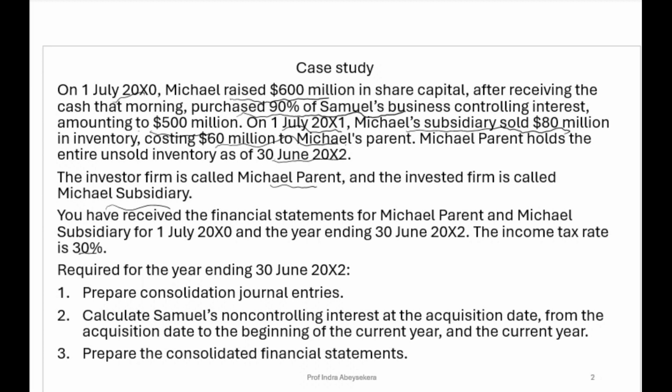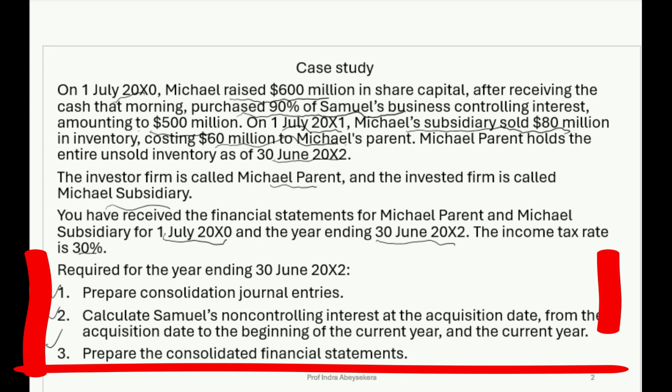We have received the financial statements for Michael parent and Michael subsidiary on 1st of July 20X0, that's at the date of acquisition, and 30th June 20X2, 2 years after the date of acquisition. The income tax rate is 30% required for the year ending 30th June 20X2. Prepare consolidation journal entries first. Second, calculate Samuel's non-controlling interest at the acquisition date, from the acquisition date to beginning of current year, and then in the current year. Third, prepare consolidated financial statements.